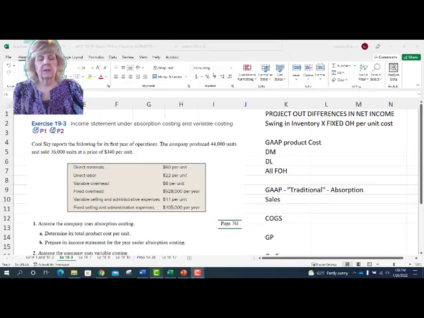Let's give this income statement a shot. Exercise 19-3 gives us data for a company in its first year of operations.